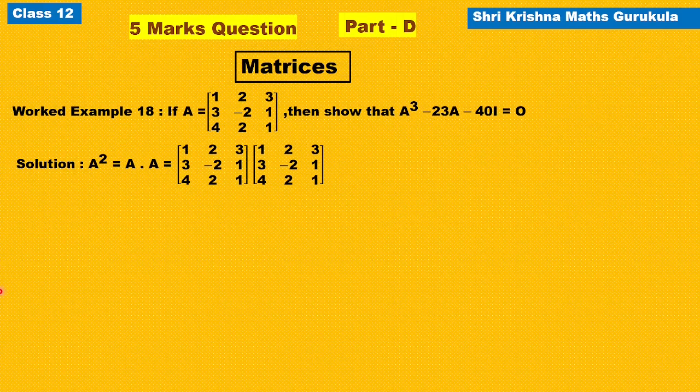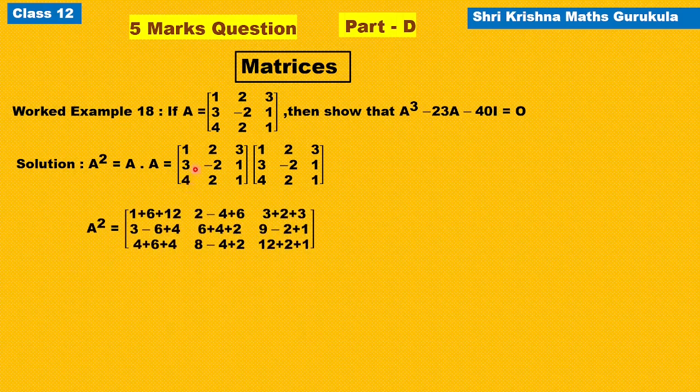Is this clear? Yes. So A square will be, now I am considering first row with first column, 1 into 1, 2 into 3, 6, 3 into 4, 12. So it is 1 plus 6 plus 12. Now first row, second column. Then it is 1 into 2, 2 into minus 2 which is minus 4. Then 3 into 2 is 6. So 2 minus 4 plus 6. Then first row, third column. 1 into 3, then 2 into 1 and 3 into 1. So it is 3 plus 2 plus 3.